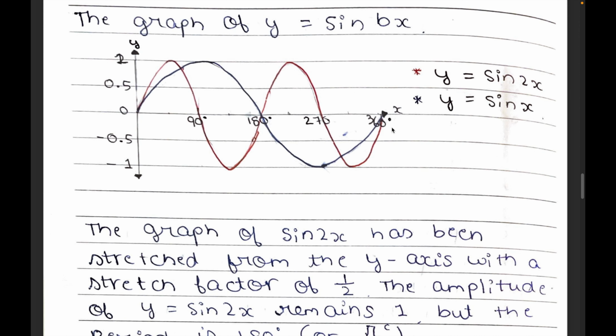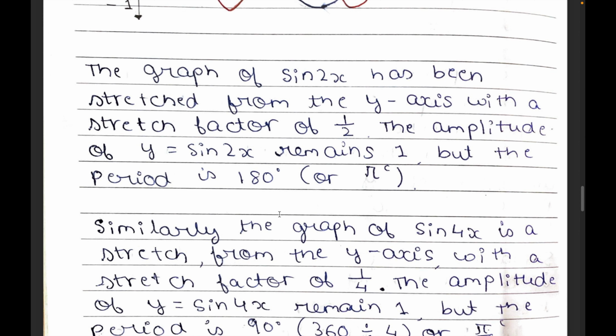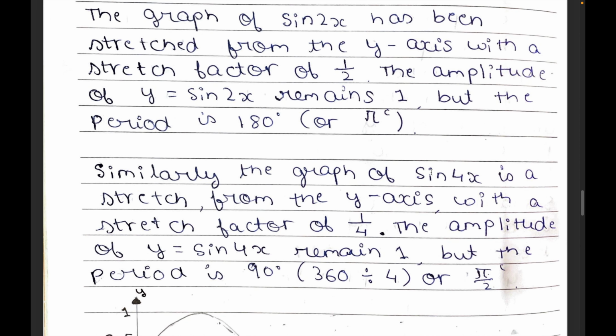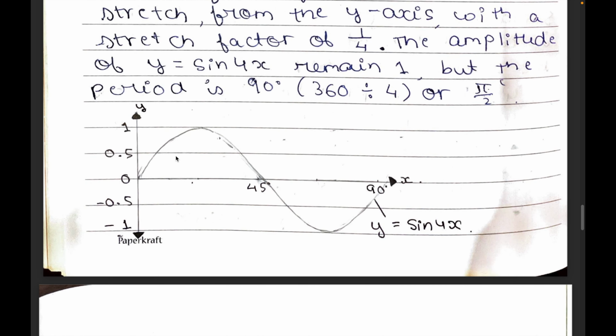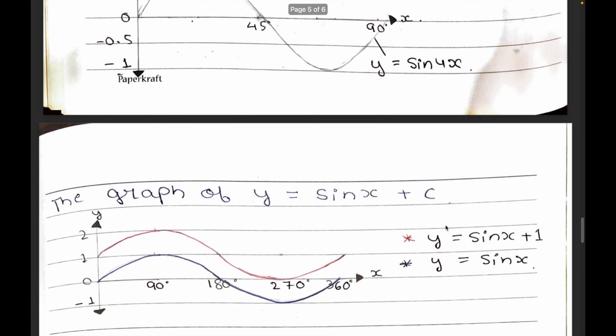This is the graph of y equals sine x, and this is sine 2x. There are two more cycles that can be drawn in the same space as y equals sine x. So the graph of y equals sine 2x has been stretched from the y-axis with a factor of 1 by 2. The amplitude remains the same and the period would decrease by a factor of 2, which is 180. And then the graph of sine 4x would be stretched by a factor of 1 by 4 from the y-axis. The amplitude would remain the same, but the period would decrease by a factor of 4. So 360 by 4 is 90 degrees, or it can also be written as pi by 2. So this would be the graph of y equals sine 4x.